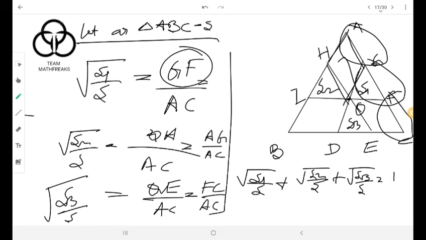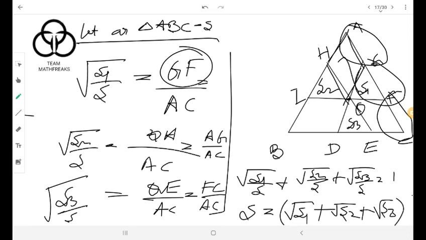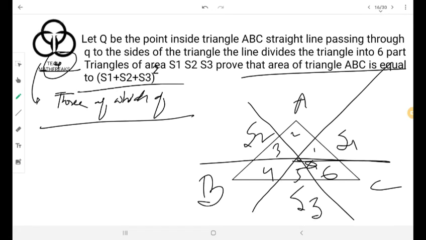I think there was a little problem in my question. It's coming to be root S1 plus root S2 plus root S3, whole square. Okay, so there was a problem in the question. This would be root S1, root S2, root S3. I'm sorry.